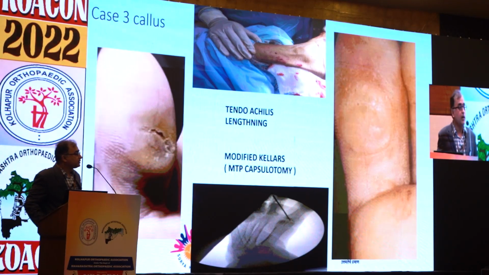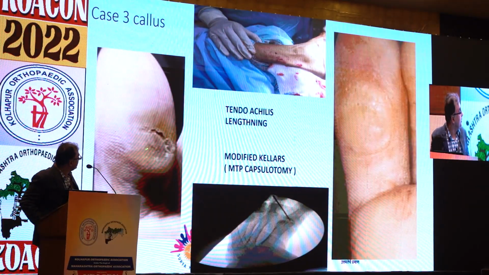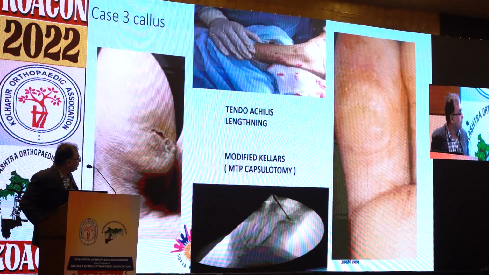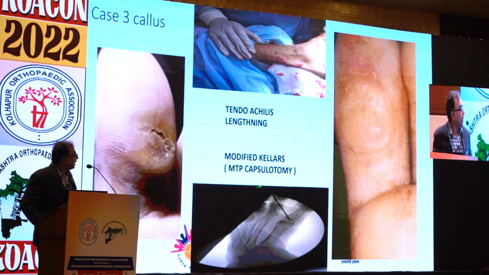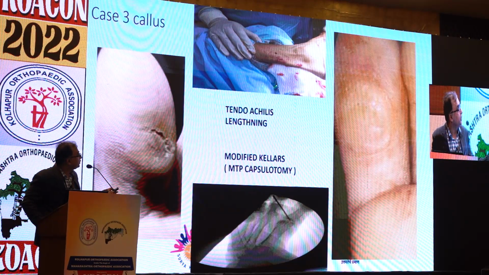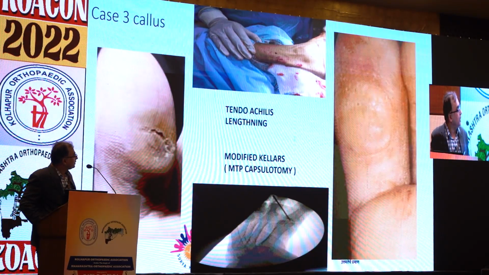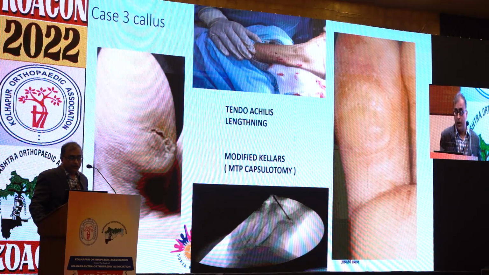Next is the callus, which we have already seen in the plantar pressure studies. Here the callus is at the IP joint, and in this type of IP joint callus, it is usually the metatarsophalangeal joint which is either rigid, called hallux rigidus or hallux limitus. Here we have to do a percutaneous tendo-Achilles lengthening, followed by a modified Keller. I did the capsulotomies and afterwards gave the offloading, and the callus has been managed.